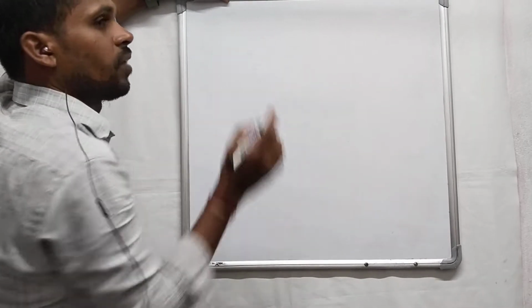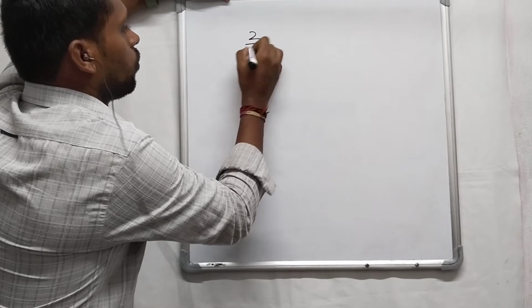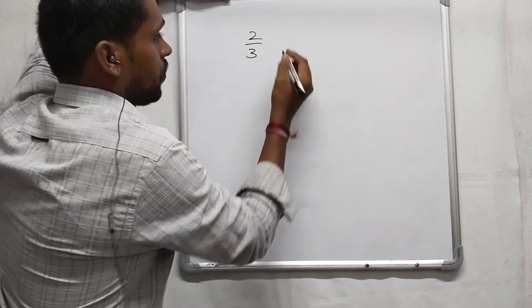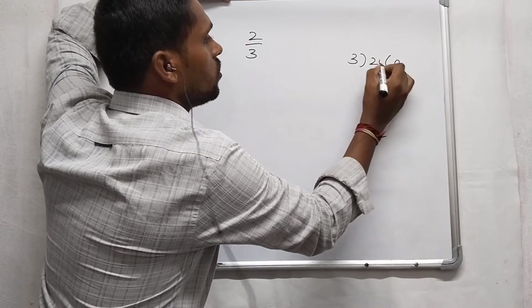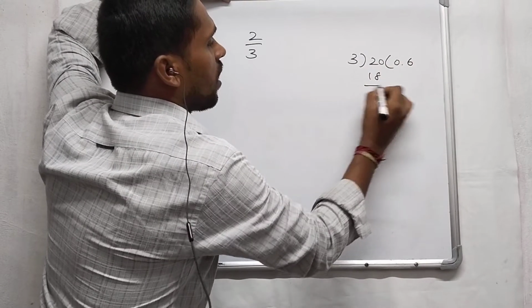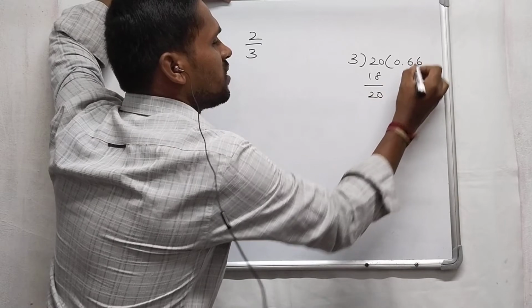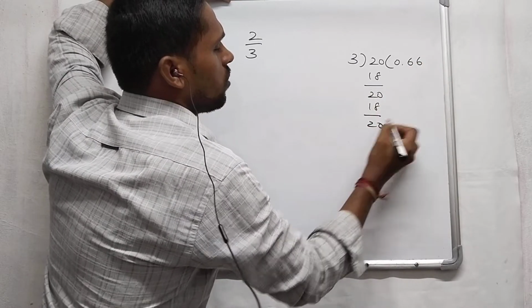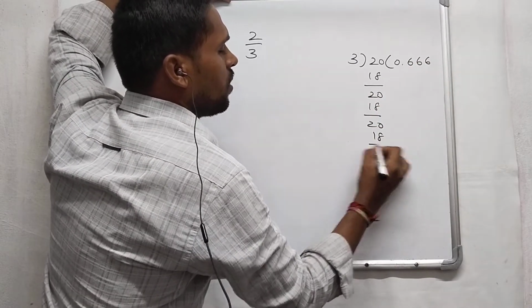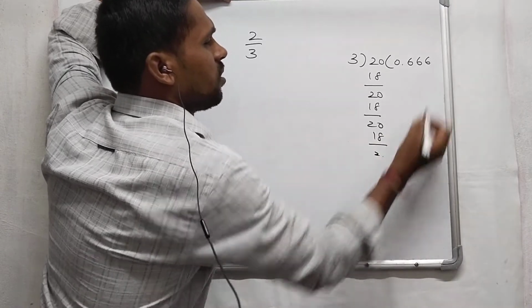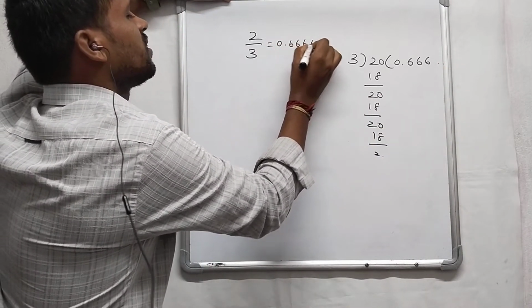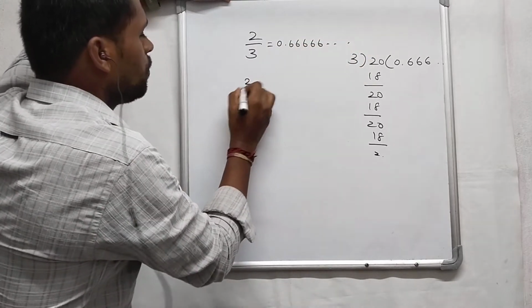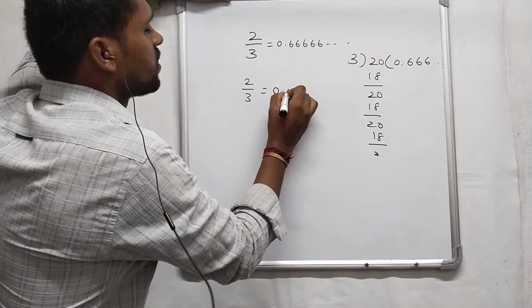One more example to convert into decimal. Let us take 2 by 3. Divide it: 3 into 2, 0, 0. 3 sixes are 18, again 2, 0. 3 sixes are 18, again 2, 0. So it never gives remainder 0. So this can be written as 0.66666 and so on. Simply, this can be written as 0.6 bar.